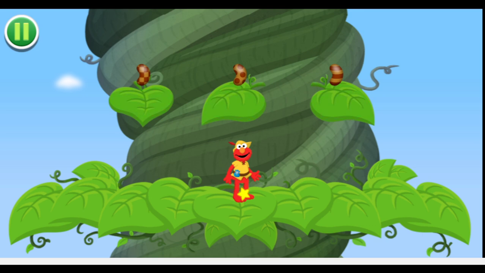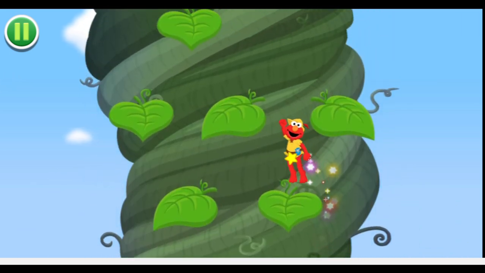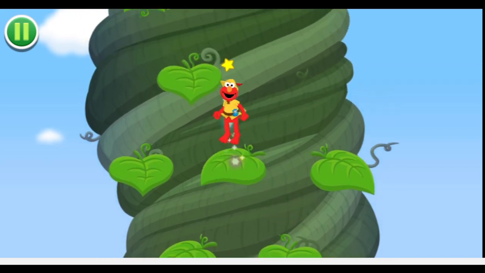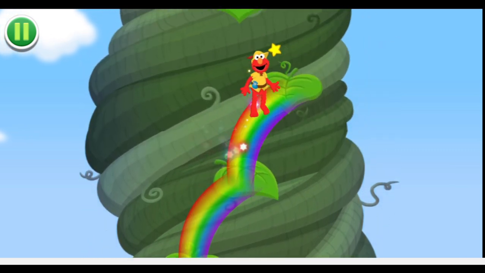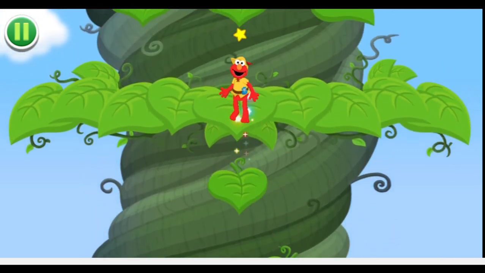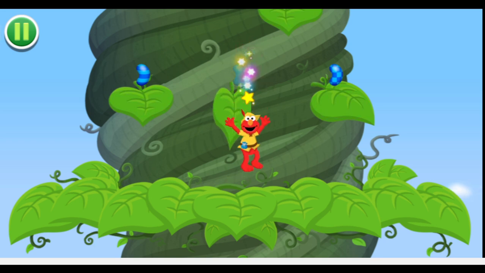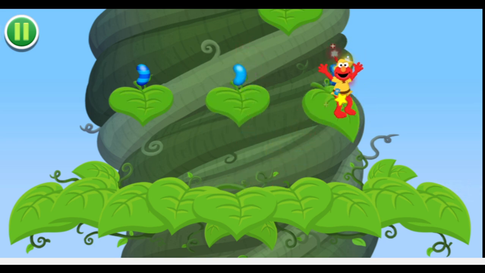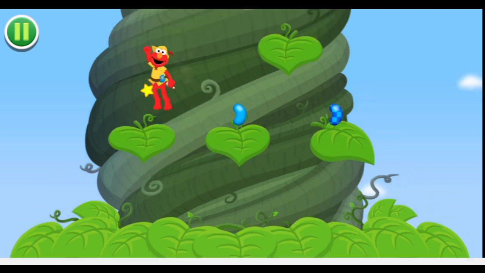This time, jump to each of the beans with stripes. Cool! Nicely done! Cool! Keep looking for all the beans with stripes. Try again. Stripes look like straight lines. Fantastic!